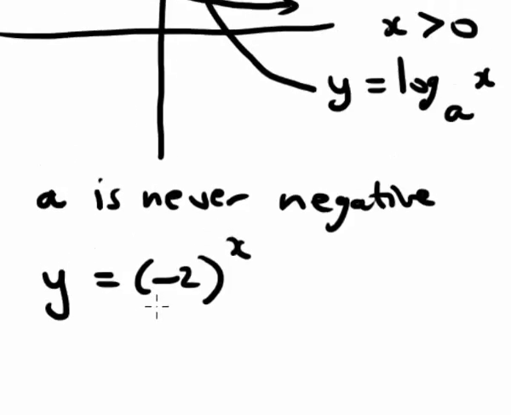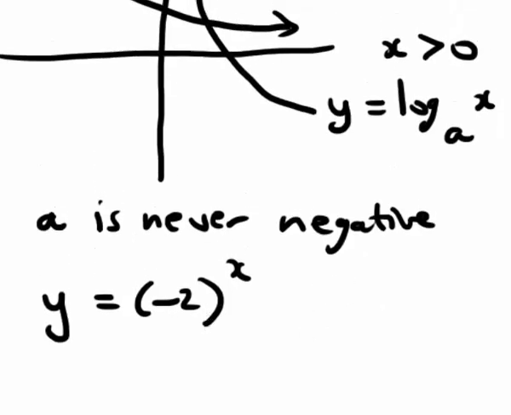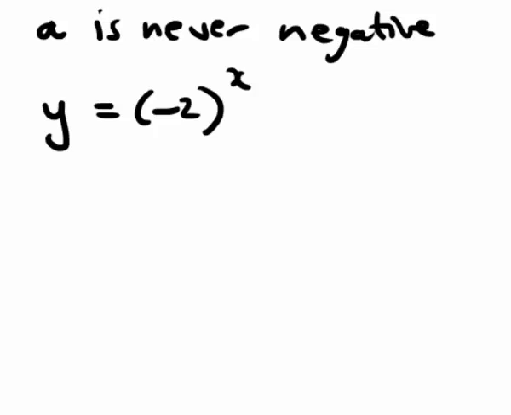Negative 2 to the x. That's not allowed, because if you plot the graph, it becomes very weird. You can actually check that in textbooks, but we never allow it to be negative, because this graph would be all over the place. It's not a fixed graph. It's very difficult. I'm not going to draw it, but a is negative.